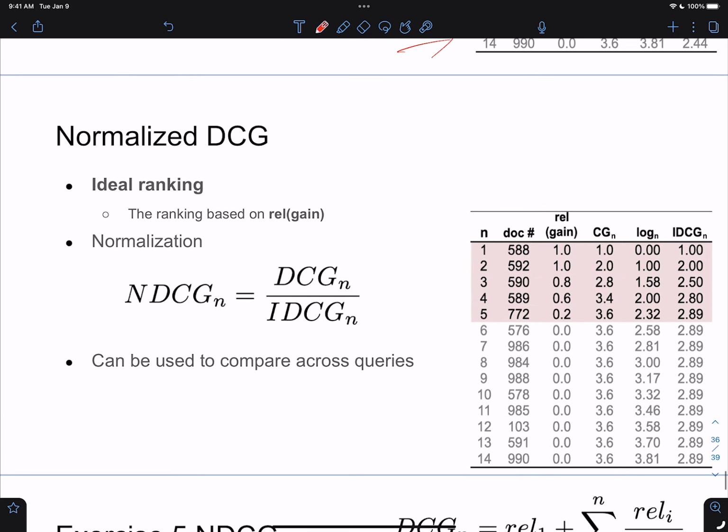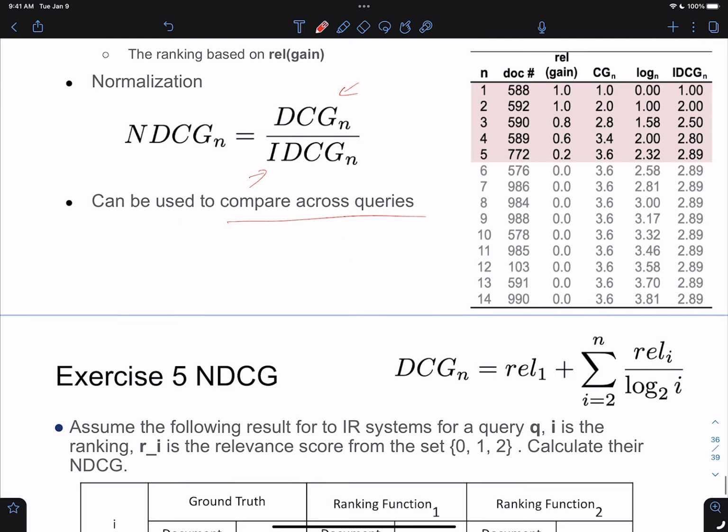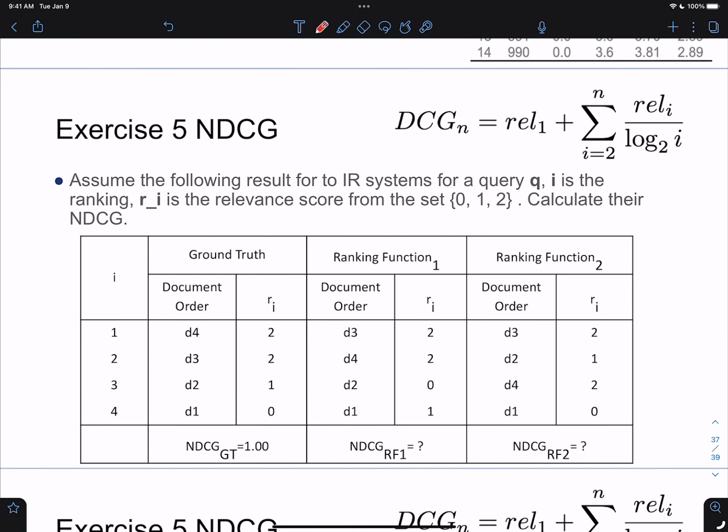Now, the normalized DCG is essentially when you take the discounted cumulative gain over the ideal ranking, so the ideal discounted cumulative gain. And this can be used to compare across all queries. So that's why you have to normalize it. Okay. So for exercise 5, let's assume the following result for the RS system for query Q, where i is the ranking, and Ri is the relevance score from the set of 0, 1, and 2. Calculate the normalized discounted cumulative gain. So I'll give you guys a couple minutes so you can figure this out, and then we can move forward.